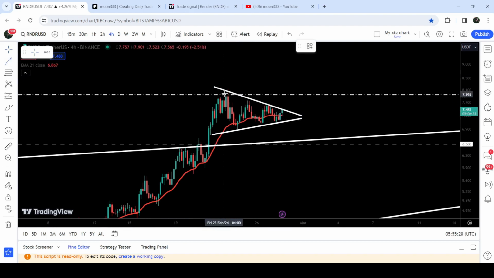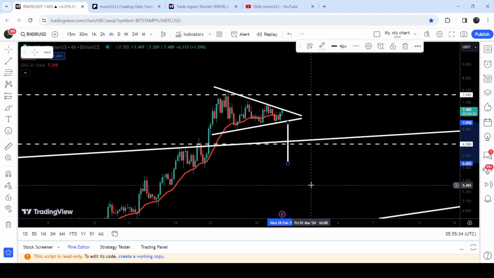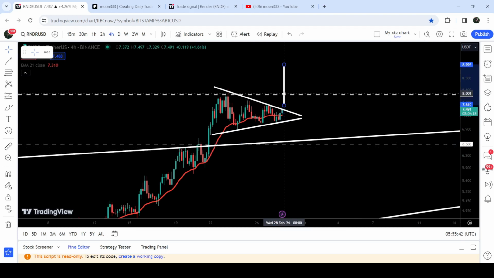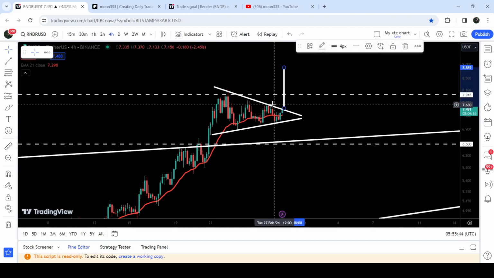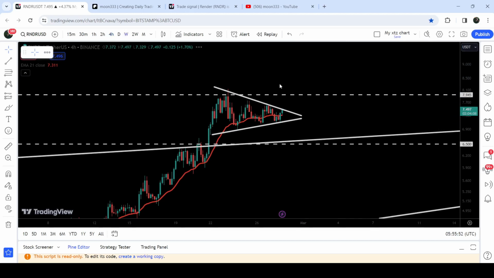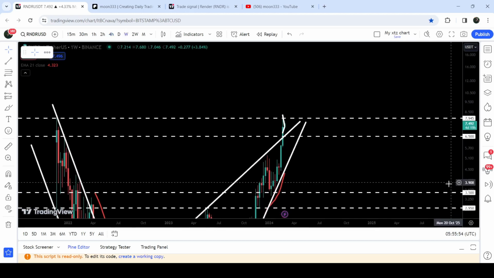In case of breaking down this symmetrical triangle, the target to the downside can be here. That will be approximately at $6. But before that, we have a quite long-term support at $6.50 as well. I will show you this support on the 7-day time frame chart. And in case of breaking out this resistance of the triangle, the target to the upside can be here. That will be approximately at $8.88.